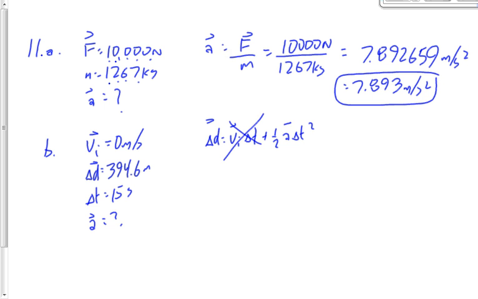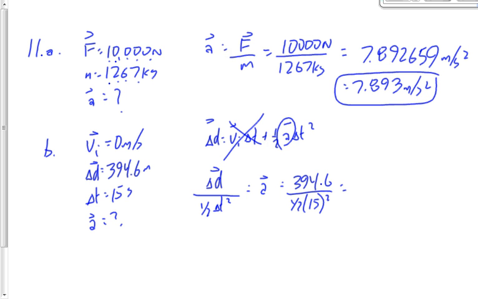Solving for a, let's say delta D divided by 1/2 t squared, because they're multiplied by a, equal to a. I get 394.6 divided by 1/2 of 15 squared. And what do we get for that one? 3.507, thank you, Nick, meters per second squared, which this time we're going to actually round to 2 digits, right? 0 doesn't count for significant figures. This is 4 digits. This is 2 digits. Final answer should be 2 digits, 3.5 meters per second squared.